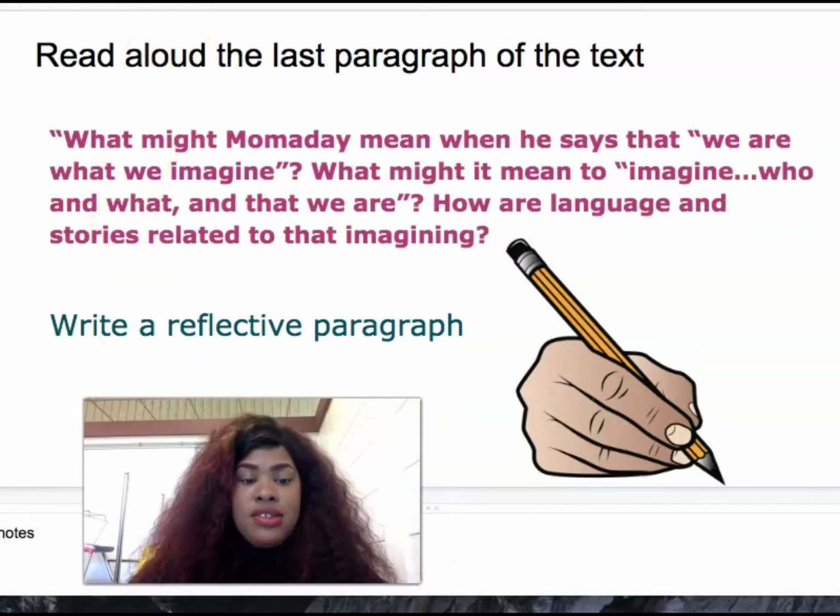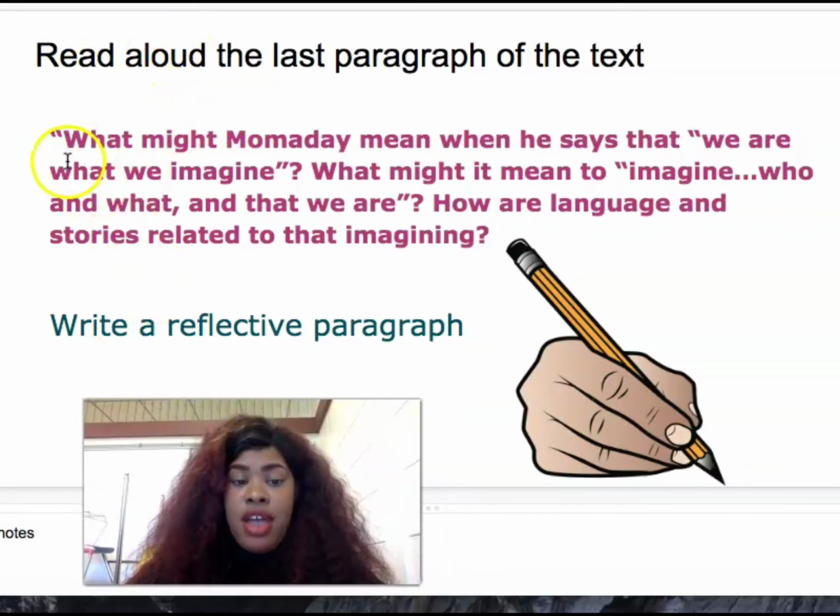So when you read this article, guys, or that last paragraph, what might Mama Day mean when he says that we are what we imagine? What might it mean to imagine who and what we are? How are the language and stories related to that imagining? I want you guys to write a reflective paragraph about what those lines mean.